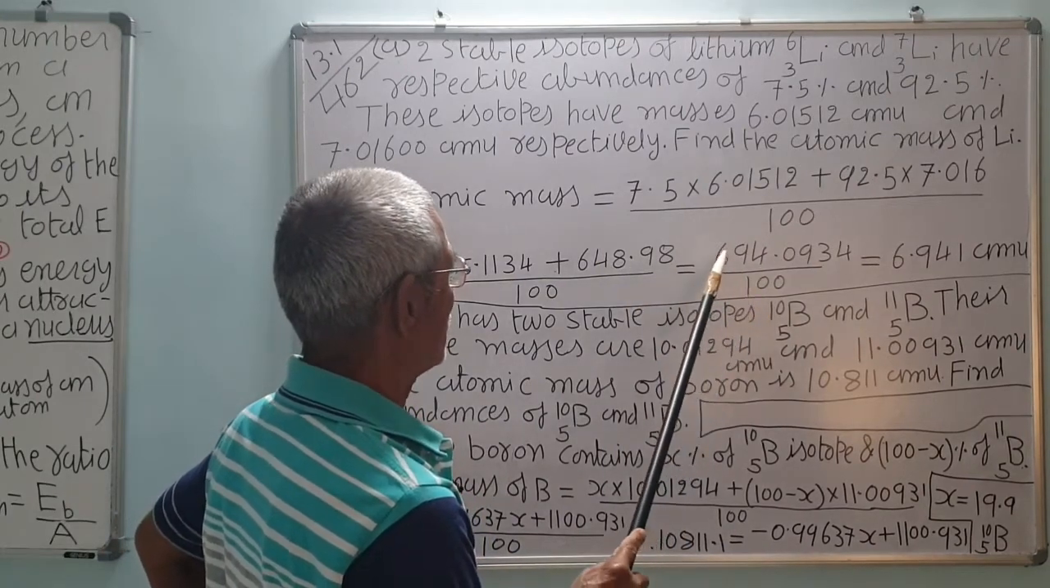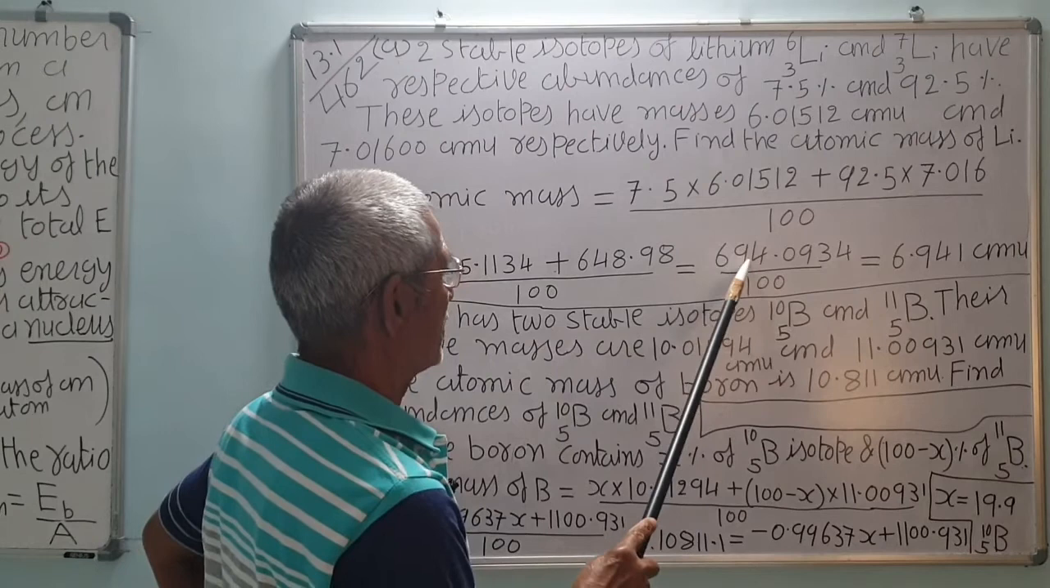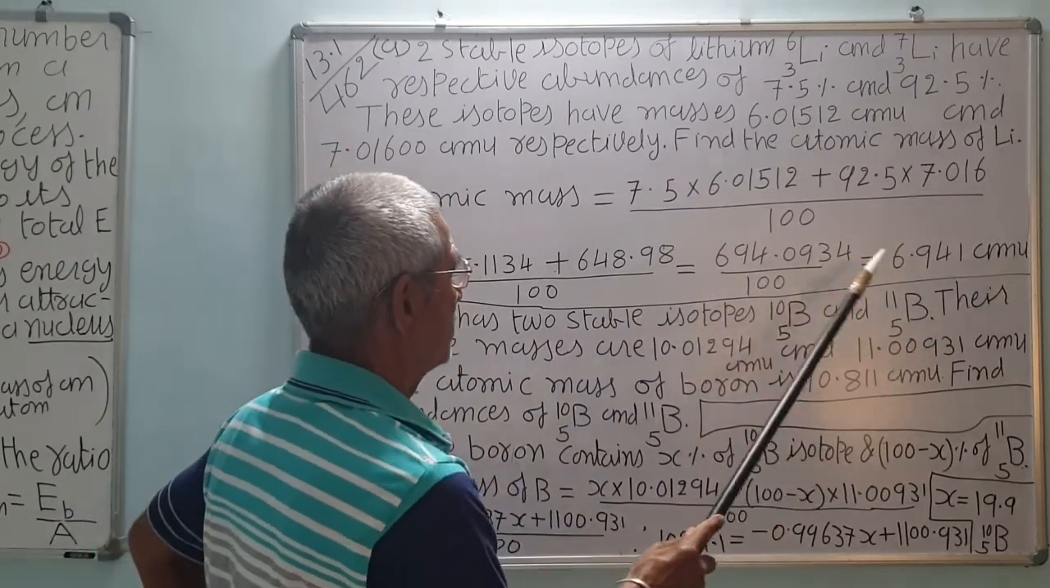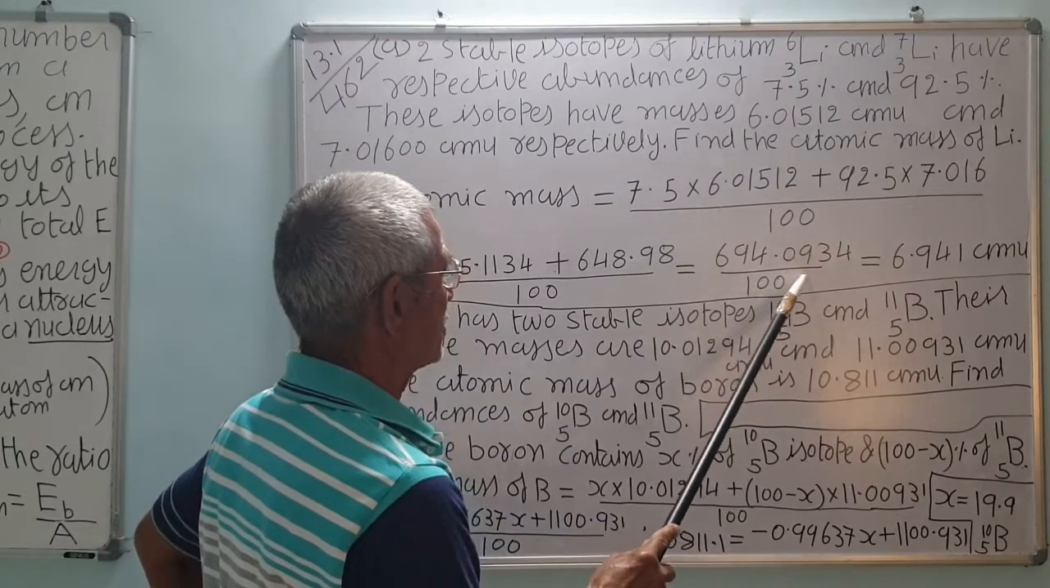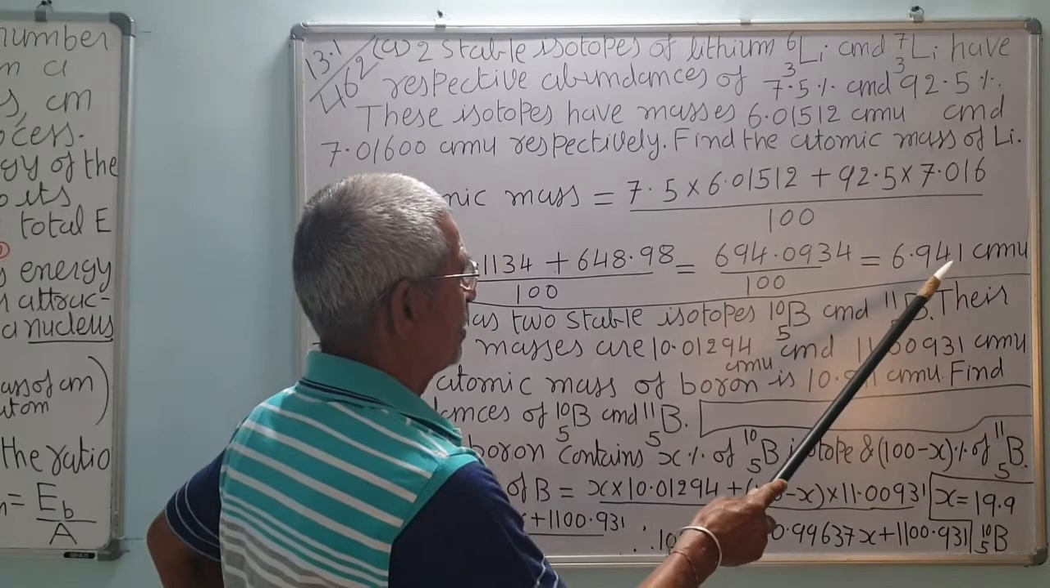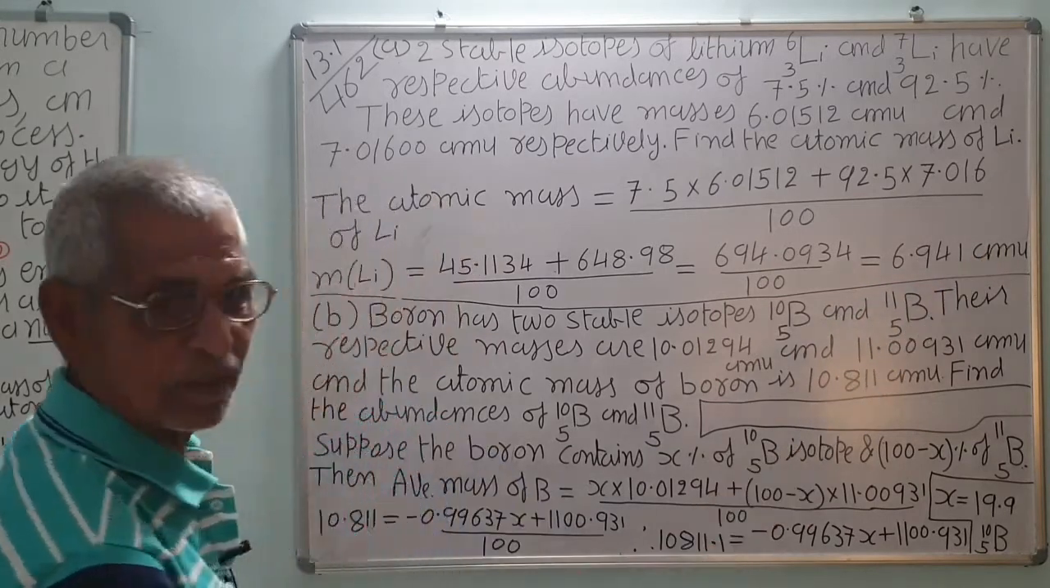So just put the decimal point, this divided by 100, that is 6.940934 atomic mass unit, which you can roughly consider as 6.941 atomic mass unit. That is the answer.